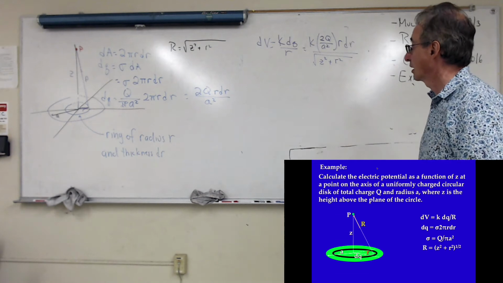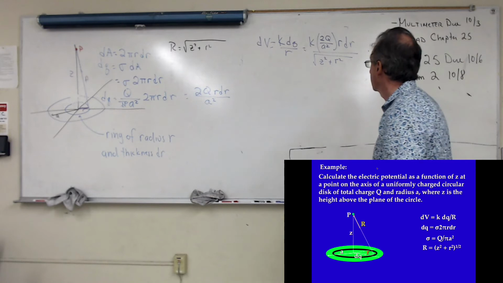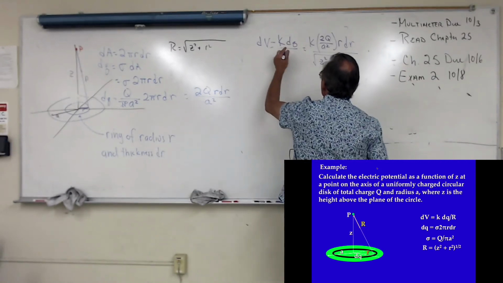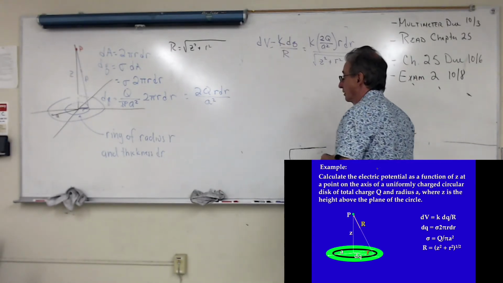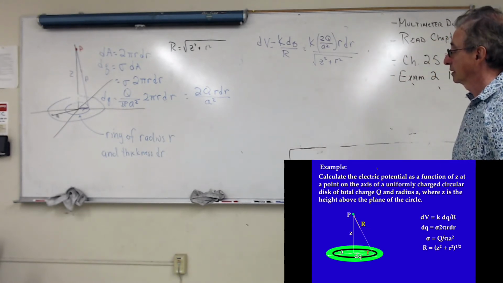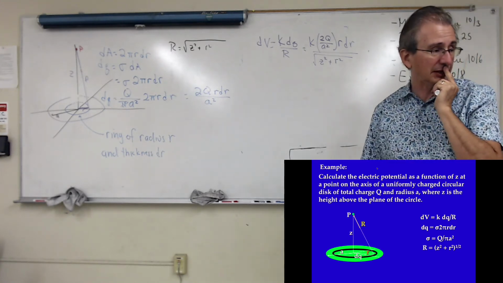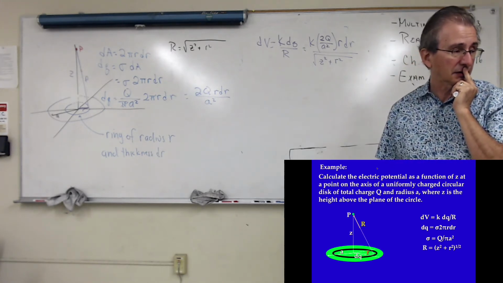Shouldn't that then be an uppercase R under the dV? So k dq over capital R? Yes. Thank you. Oh no, we're fine.